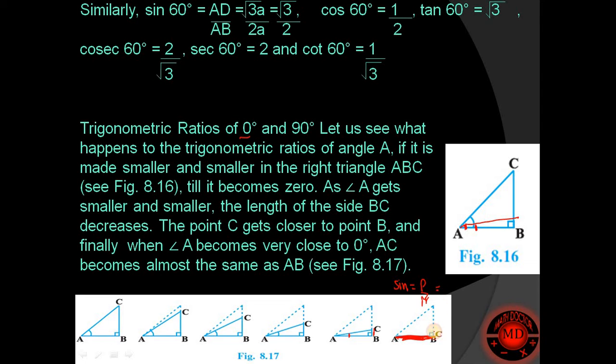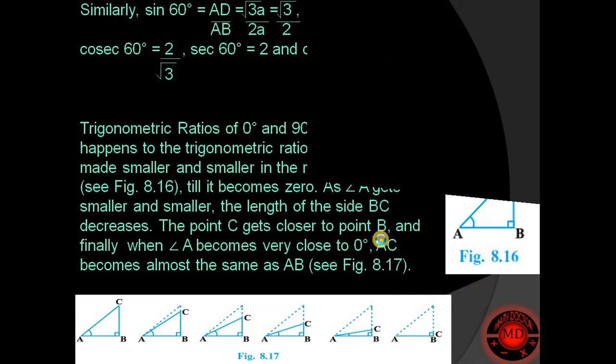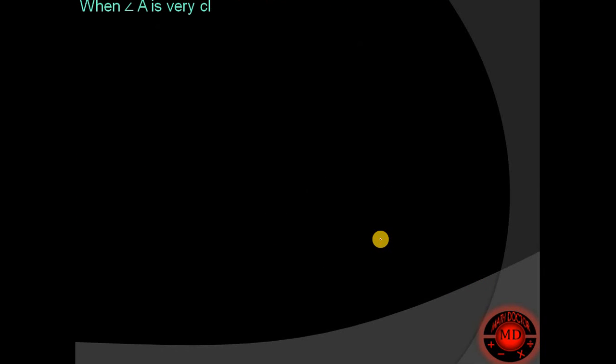Hypotenuse, now if the angle is 0, then the hypotenuse would be the length from A to C, also the length from A to B, and the perpendicular here should be 0, so sine of 0 should be 0. So this is how we calculate it. A is very close to 0 degrees, so BC is very close to 0. So that's the idea.